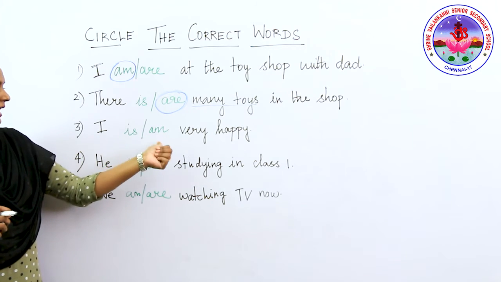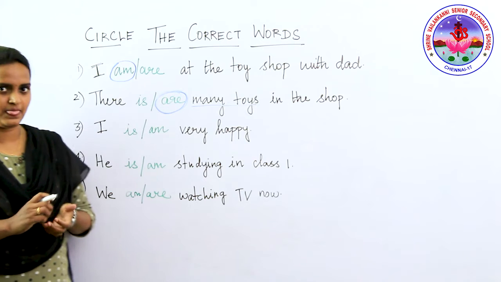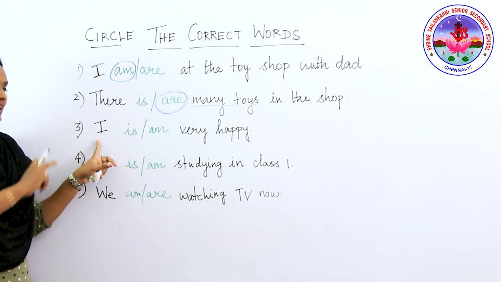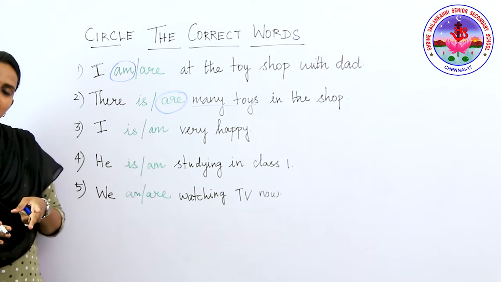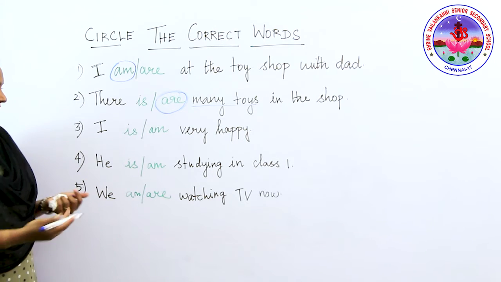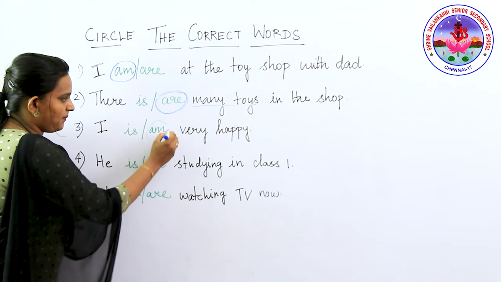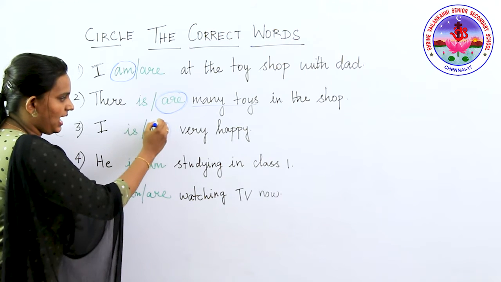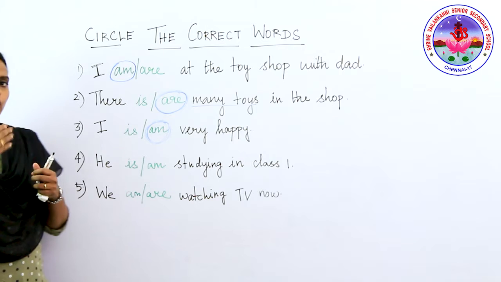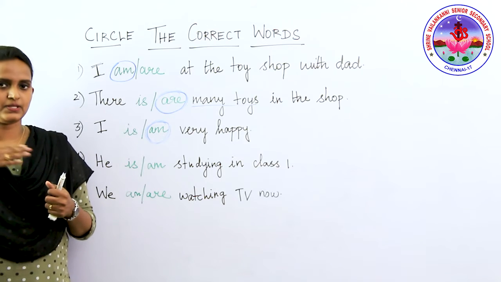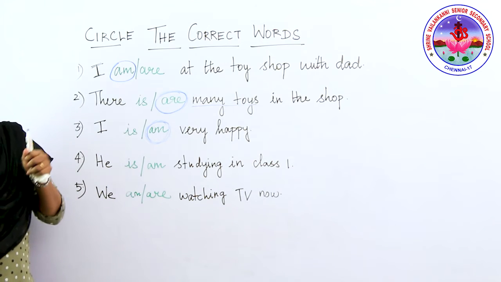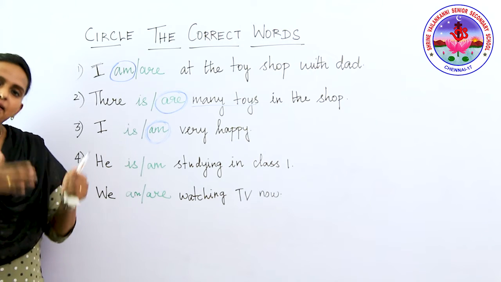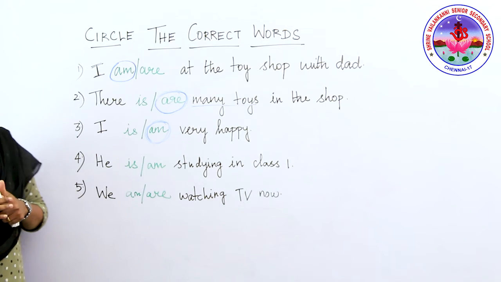I is or am very happy. So again it begins with the letter I, with the word I. And immediately after the word I comes what you all know. You all know that, isn't it? It is am. So I am very happy. So whenever you are going to talk about yourself, the first person, the speaker, immediately we have to use the word am. So am always comes with I. Immediately after the word I, we have am.